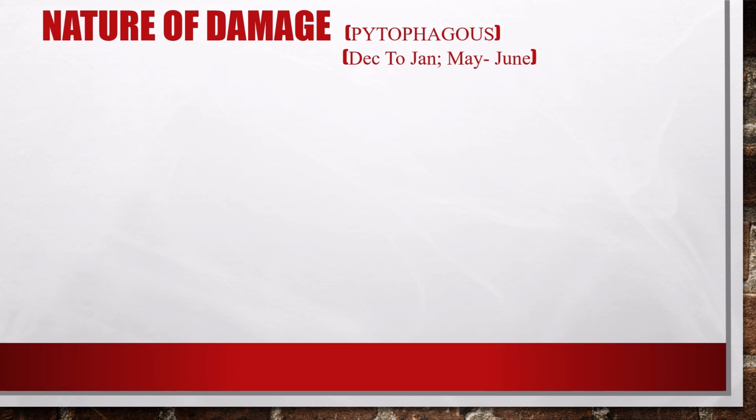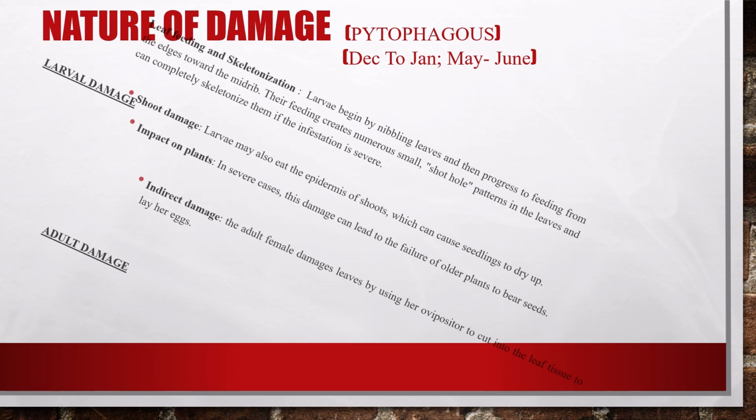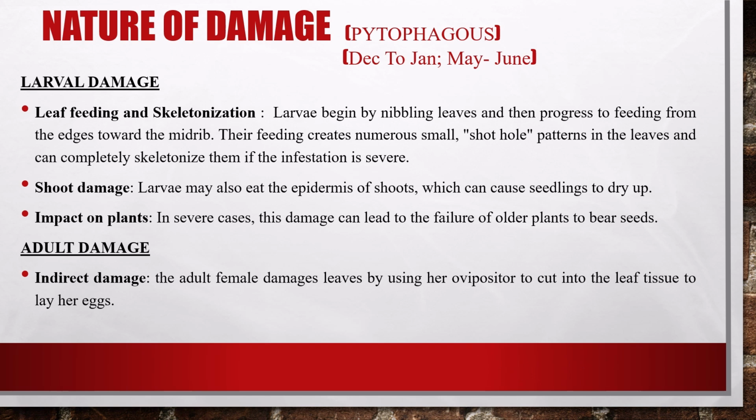During the larval stage they cause leaf damage through feeding and cause skeletonization. Larvae begin by nibbling leaves and then progress to feeding from the edges toward the midrib. Their feeding creates numerous small, short hole patterns in the leaves and can completely skeletonize them if the infestation is severe. They also cause shoot damage. Larvae eat the epidermis of shoots, which can cause seedlings to dry up. Larvae also impact the whole plants. In severe cases, this damage can lead to the failure of older plants to bear seeds.